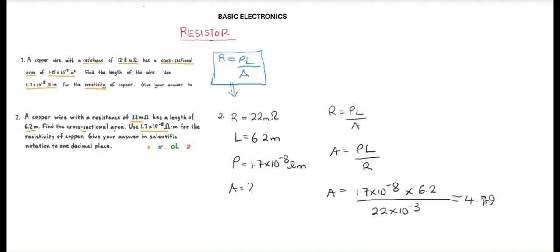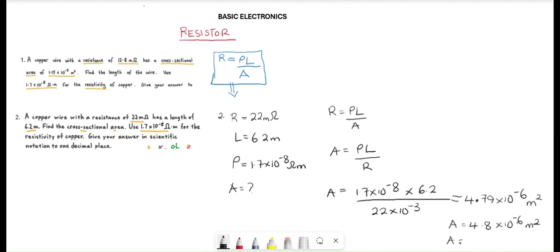4.79. Let me erase this thing so that you can see it clearly. So we are going to get 4.79 by 10 to the power negative 6 meter squared. So we can see that the area is equal to 4.8 because it says 1 decimal place. 4.8 by 10 to the power negative 6 meter squared. So there's the scientific notation. You can also leave your answer as 4.8 millimeter squared. And that's it.